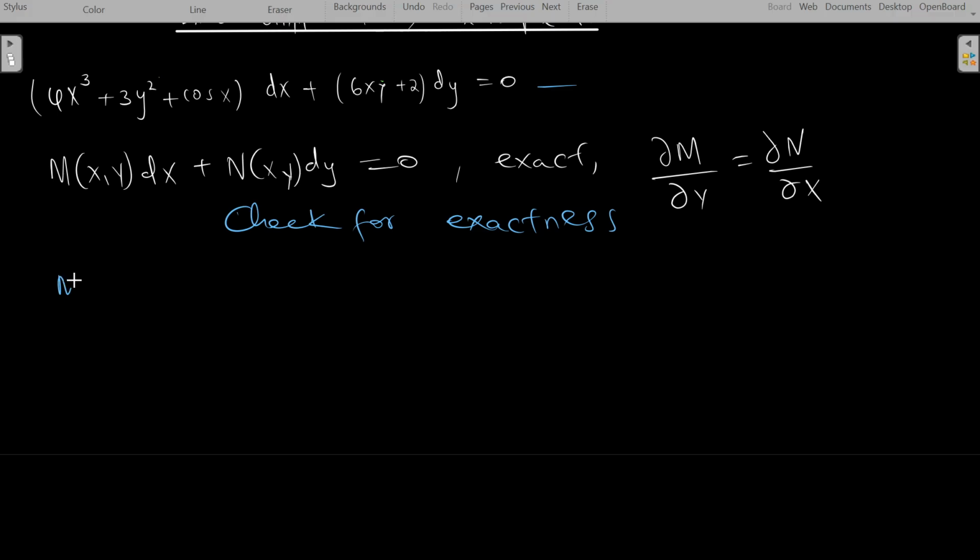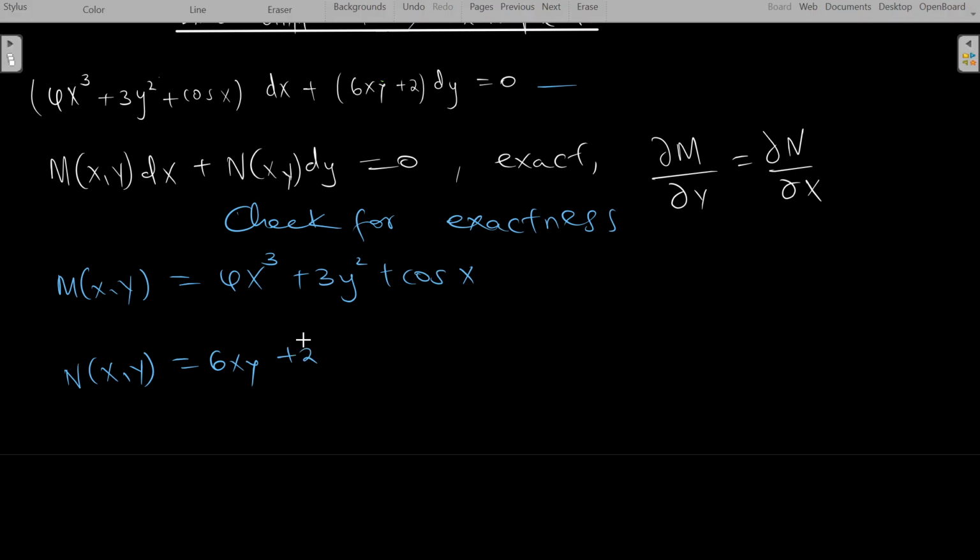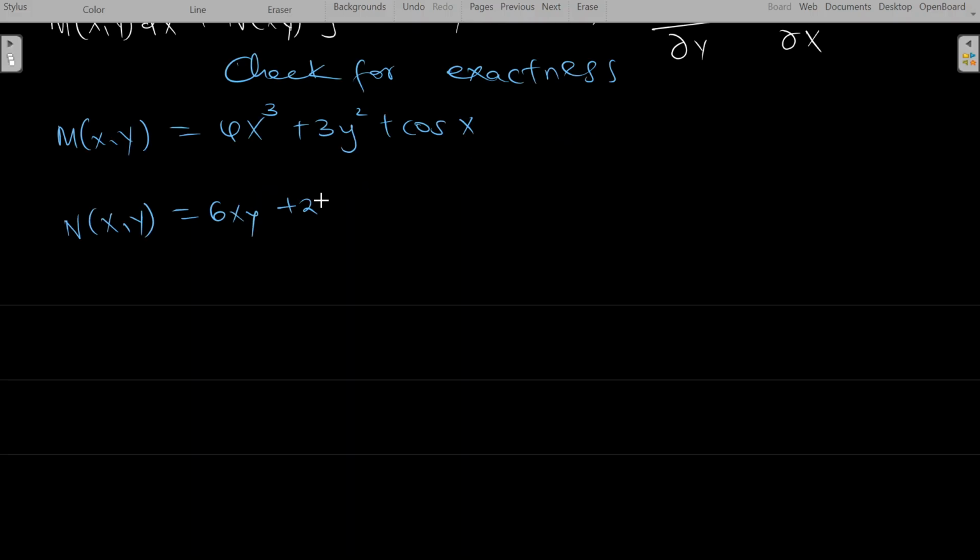Now our M of x y is 4x to the third plus 3y squared plus cosine of x. Then our N of x y is 6xy plus 2. Now let's get our partial of M.